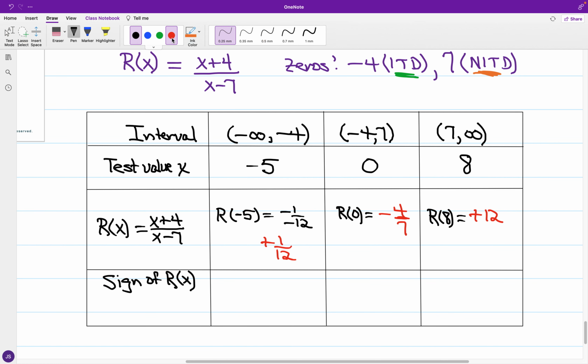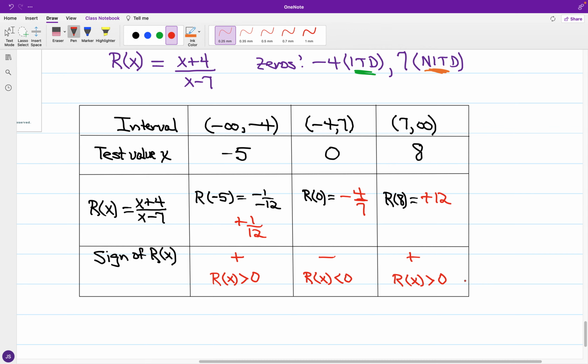And for the sign values of r of x, anything selected for the input that is less than -4, we have a positive output, so r of x is greater than 0. Anything greater than -4 and less than 7, we'll have a negative output, so r of x is less than 0. And for anything greater than 7, we have a positive output, so r of x is greater than 0.